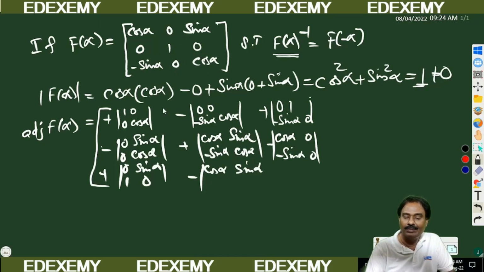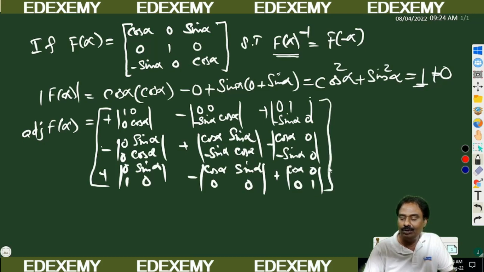And then here it will become, you leave this row, this column, you will get 0 0. Okay, you get 0 0. For the final one, you leave that row and column, you will get cos alpha 0 and 0 and 1. Now this is the cofactor matrix, you have to find the transpose.